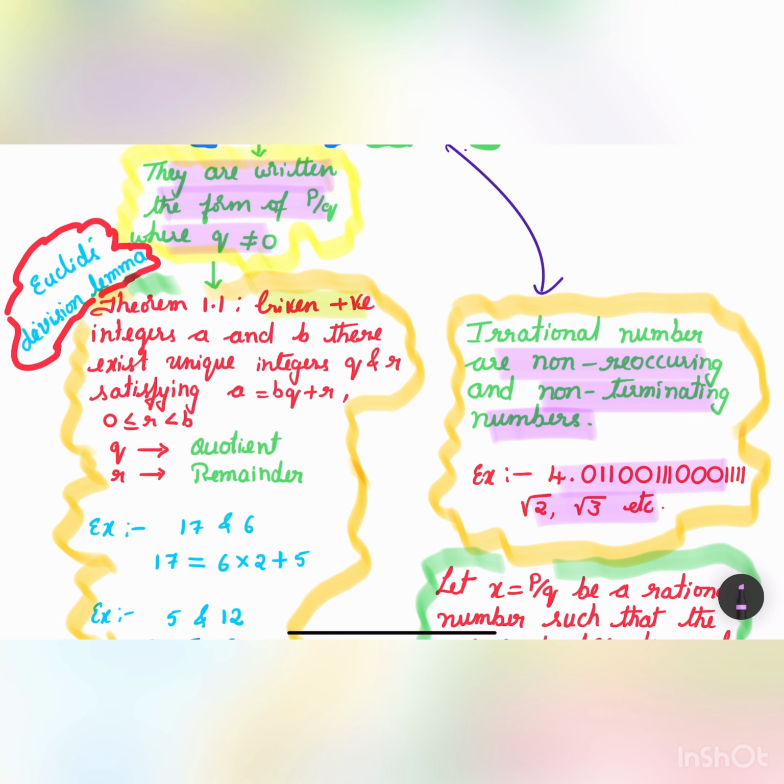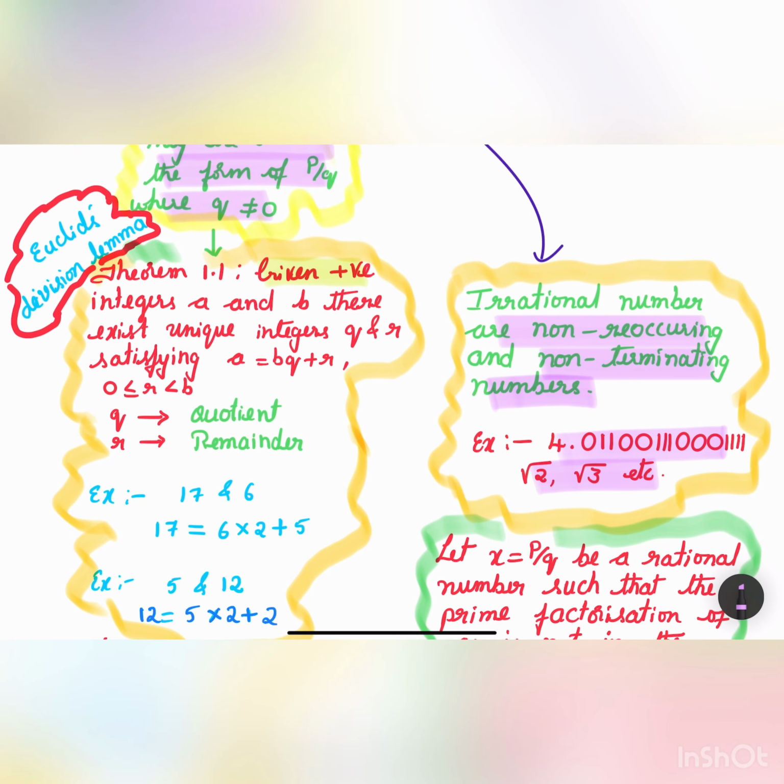They are irrational numbers. Now we have Euclid's division lemma in this chapter. It is stated in theorem 1.1, which tells that given positive integers a and b, there exist unique integers q and r satisfying a is equal to bq plus r, where q is nothing but the quotient and r is nothing but the remainder.